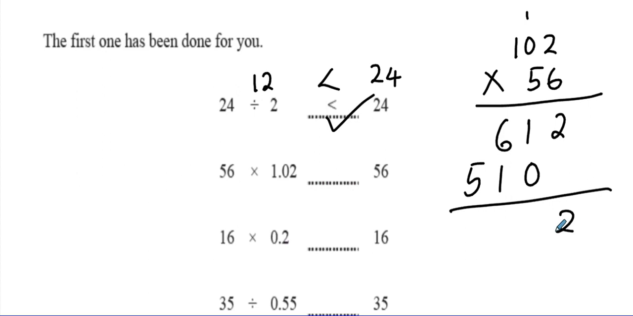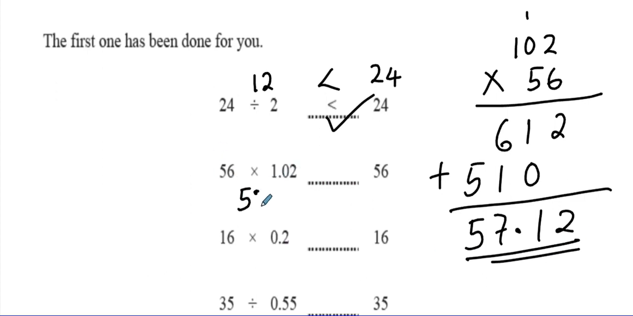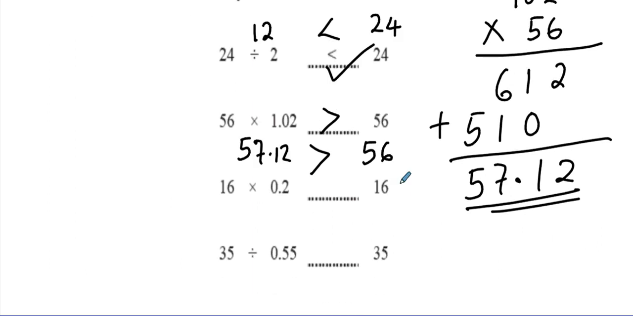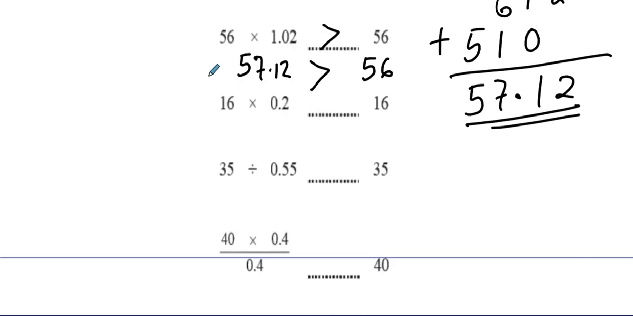Okay, so when you add that, this is addition. There are 2 decimal places over here, so count 2 numbers, 1, 2, and put a decimal point over here. So 56 times 1.02 is 57.12, and this is what we have on the calculator, 57.12. Now when you compare with 56, you find that 57.12 is greater than 56. So here you put that symbol. You can pause the video and try the remaining questions, but otherwise let us proceed.